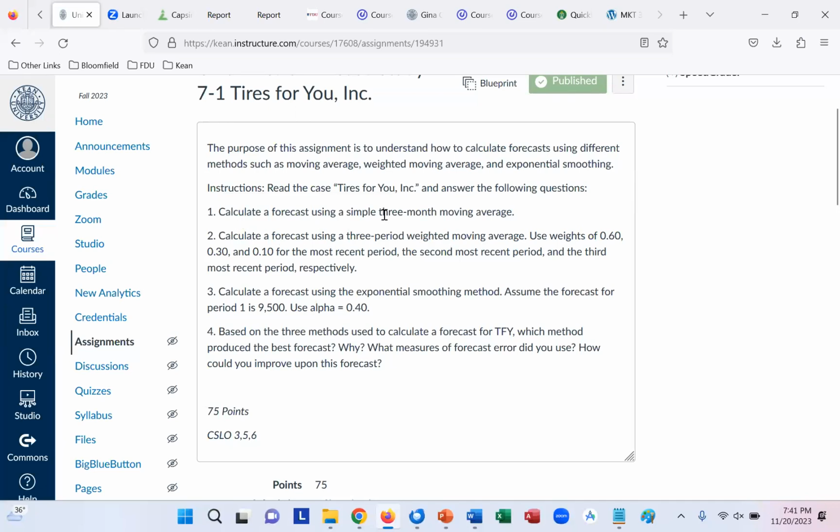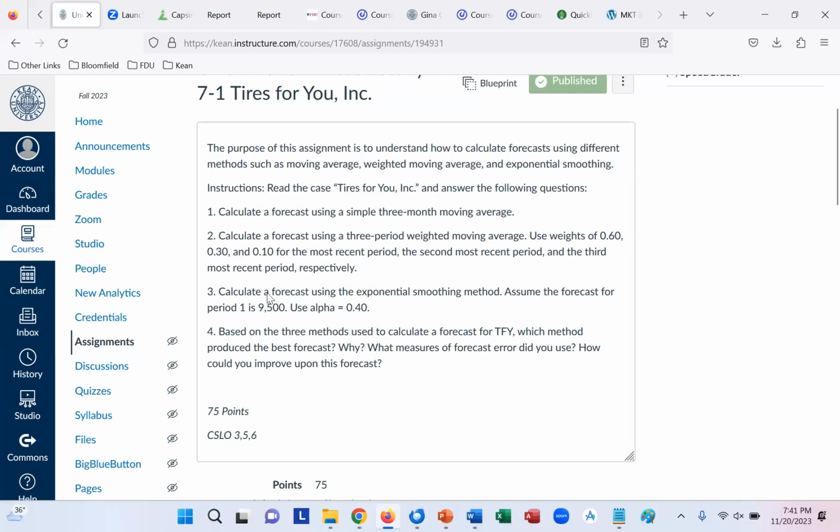Calculate a forecast using a simple 3-month moving average. Calculate a forecast using a 3-period weighted moving average, using the weights 60%, 30%, and 10%. The most recent period would be 60%, the second most recent would be 30%, and the third most recent would be 10%.